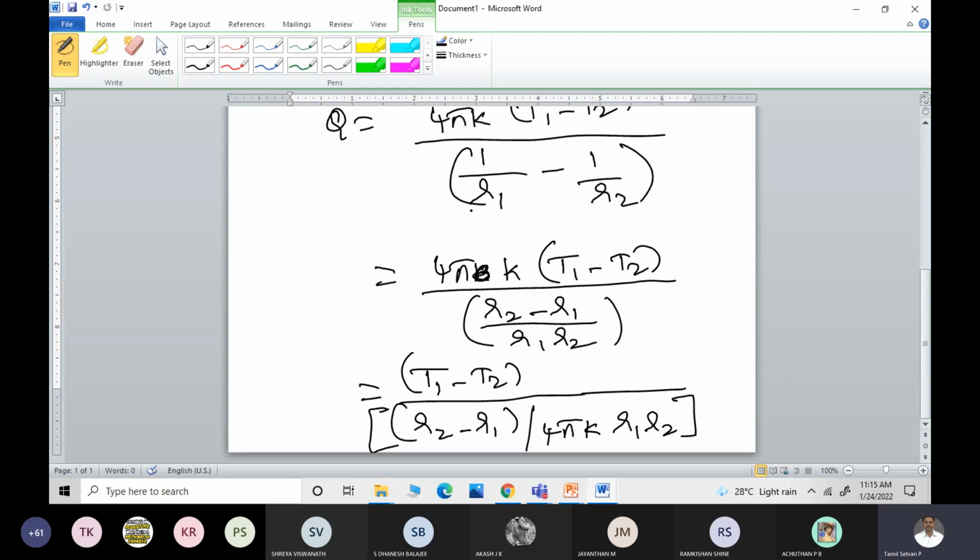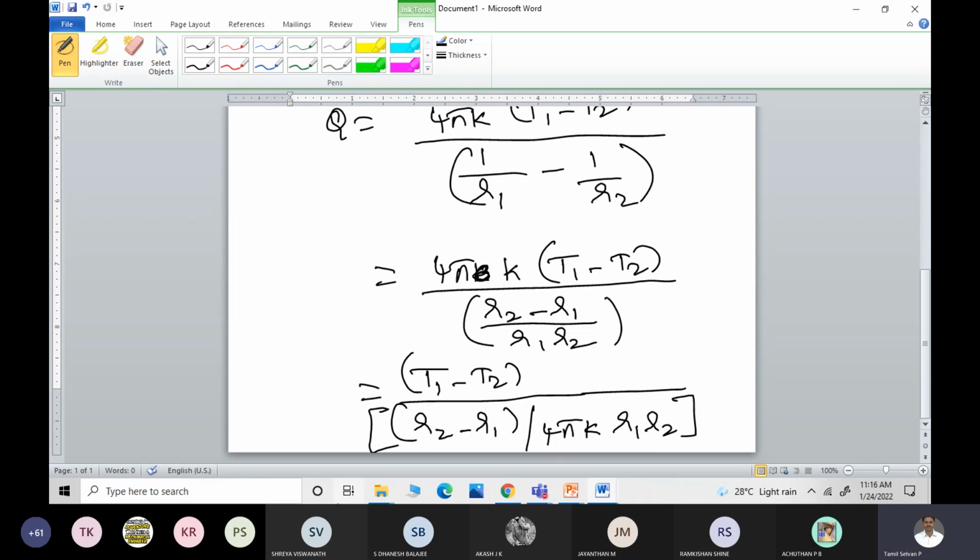So 1 by r1 minus 1 by r2 becomes r2 minus r1 divided by r1 r2, and then when the 4 pi k comes in the denominator, it will become r2 minus r1 divided by 4 pi k into r1 r2. Is it okay? Fine, sir. Is it fine or not?